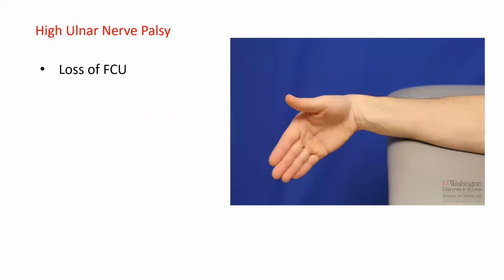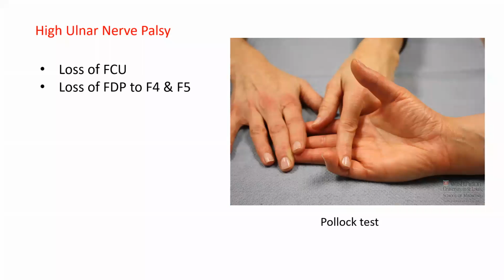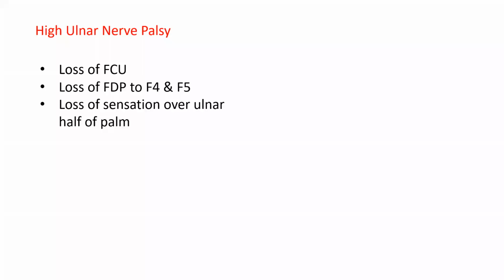So what are the things to check for? Like all nerve injuries, the findings which were present in low palsy will also be present. In addition to them, these will also be present. Loss of FCU. Like for FCR, I said palmar flexion and radial deviation, for FCU it is palmar flexion and ulnar deviation. So that is lost. And FDP, checking the flexor tendons: IP joint flexion of the little and ring finger. Okay, little and ring finger. And loss of sensation of the ulnar aspect of the palm.